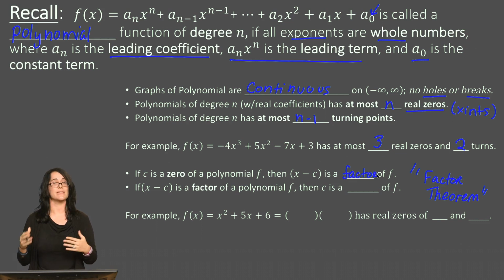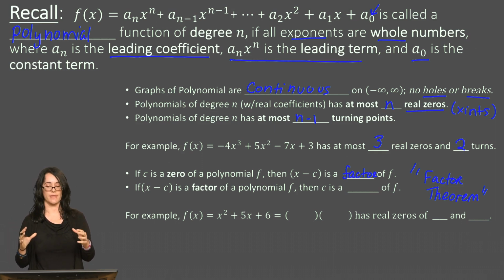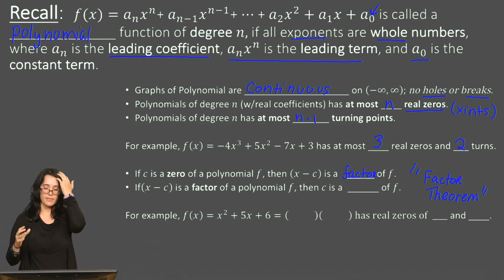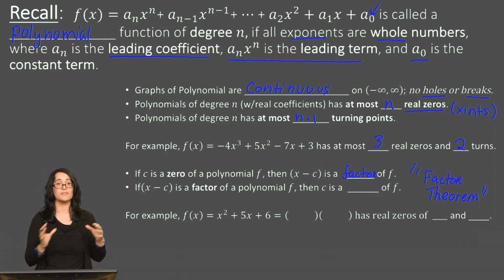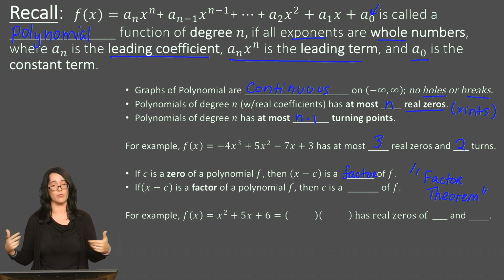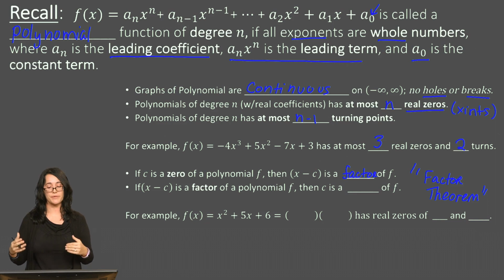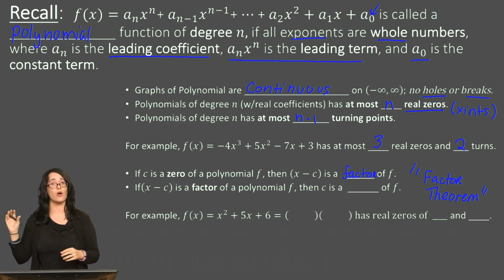Now, if that doesn't seem to make a whole lot of sense yet, that's okay. Let's go the other way. If we have a factor, x minus c, of a polynomial, then that factor times some other factor would give us our polynomial in expanded form when we FOIL it out. The reason that this direction is true is that if we were to try to find the zeros of the polynomial, we would set our y value equal to 0.